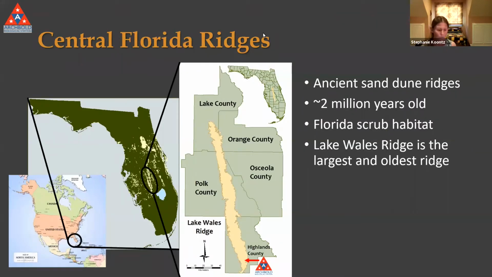So Archbold and the work we do mostly takes place here on the Lake Wales Ridge. Central Florida is unique in that it is traversed by ancient sand dune ridges. These relics of higher sea levels are sand dune beaches that were left behind as the ocean receded over 2 million years ago, but they're now home to many of the endemic species found in Florida and in Florida scrub. The Lake Wales Ridge is the oldest and longest ridge. It's about 150 kilometers long, and Archbold Biological Station is situated at the southern end of this ridge.